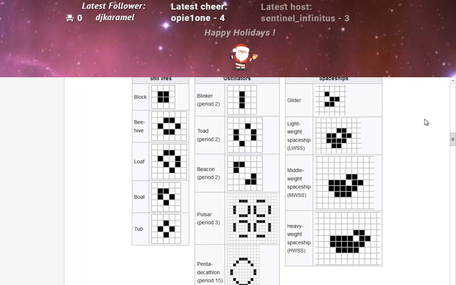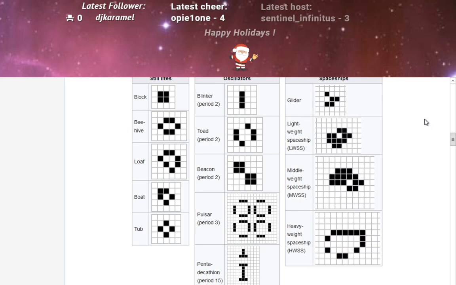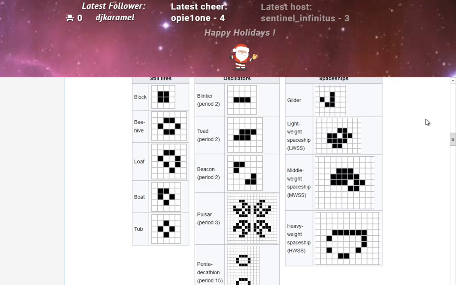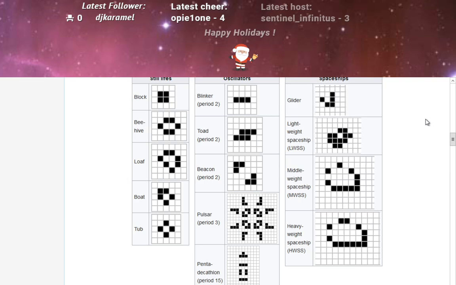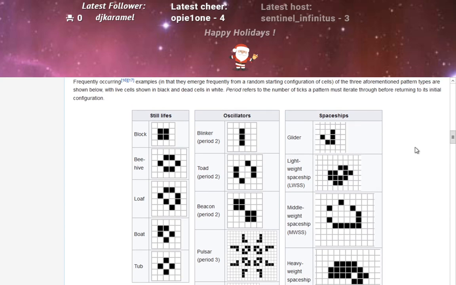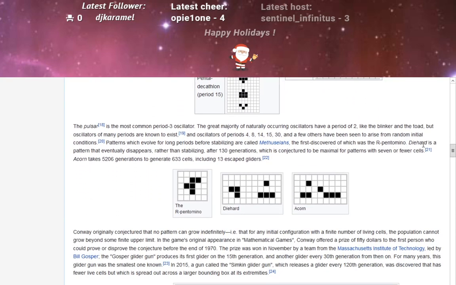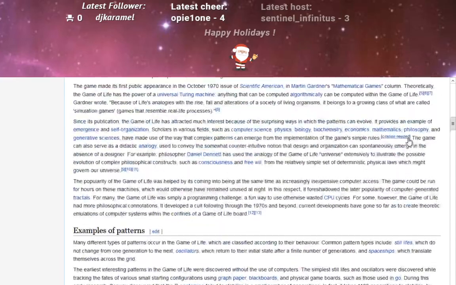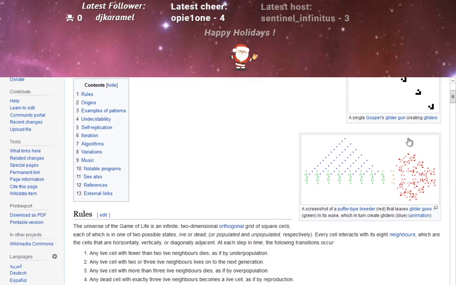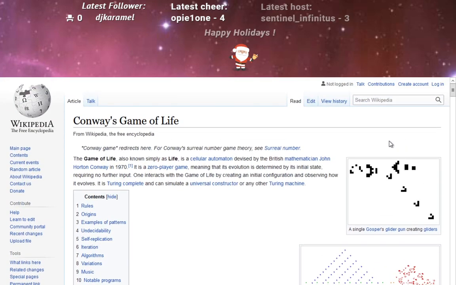They even have names for these. Heavyweight spaceship. It's like you could have these spaceships running around attacking things. Let's see if they survive, huh? This looks pretty cool. I don't know if I could program this or not. Conway's Game of Life, cellular automaton, etc., etc., etc.